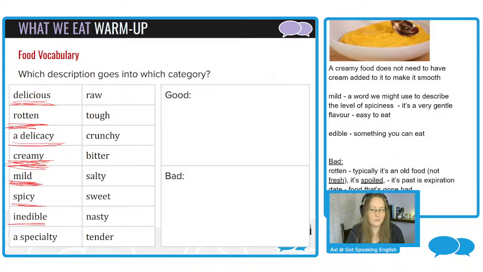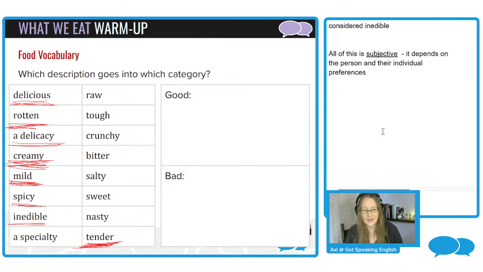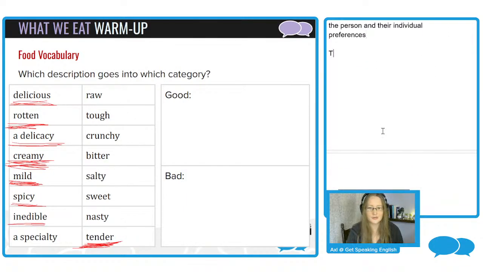And let's talk about one more of these, maybe. What about this word, tender here? If something is tender, do you know what kind of foods we might describe as tender? What foods might we use to refer to it as being tender?